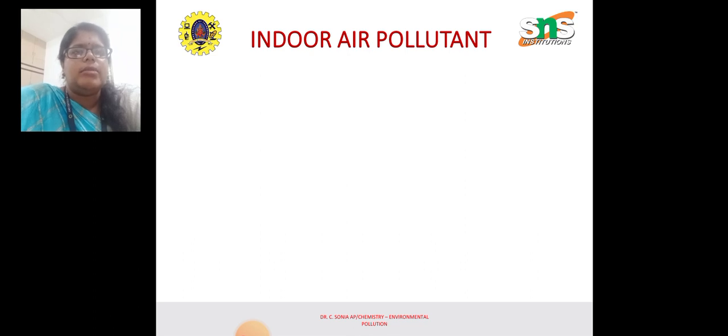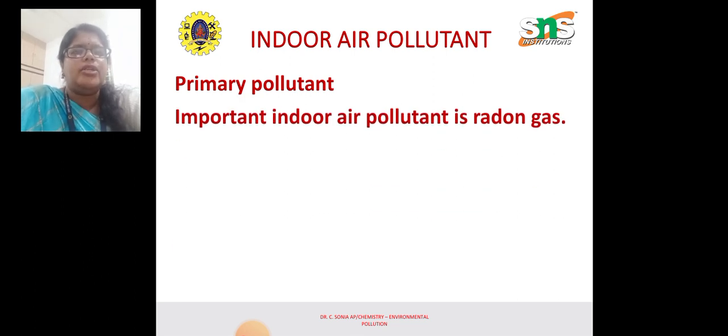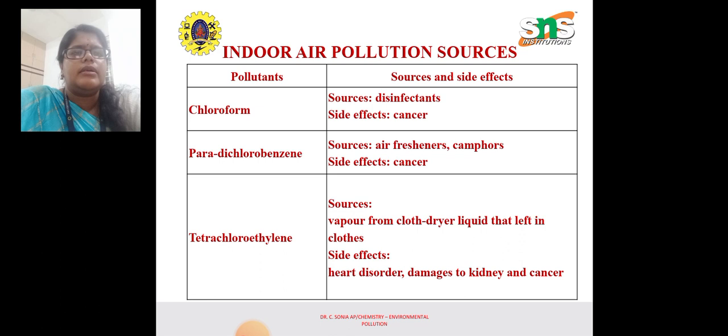Next we are going to see indoor air pollutants. An important indoor air pollutant is radon gas. Indoor air pollution sources: chloroform. Source: disinfectant. Side effect: it causes cancer. The water coming from the municipality has chlorine added as a disinfectant, but if it is greater than a few ppm, it is very harmful for health.